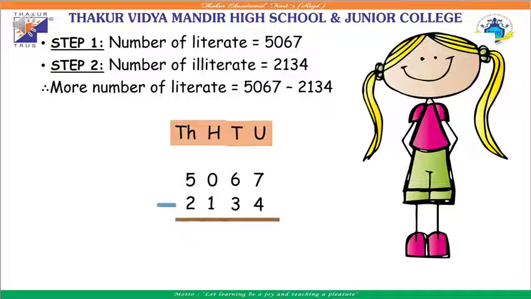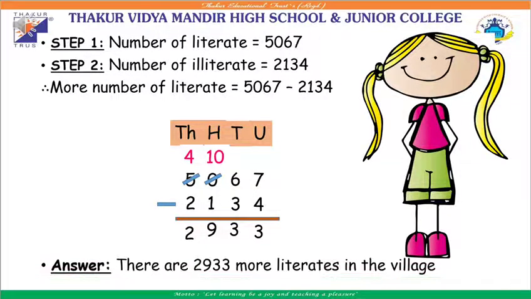So in the units place, 7 minus 4 will give me 3. Tens place, 6 minus 3 will give me 3. In the hundreds place, I have to subtract 1 from 0. That I cannot do. So I will borrow 1000. So 10 minus 1 will give me 9, and in the thousands place 4 minus 2 will give me 2. So the answer is there are 2933 more literate people in the village.